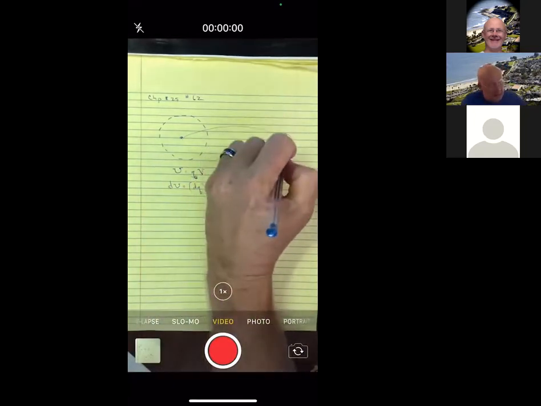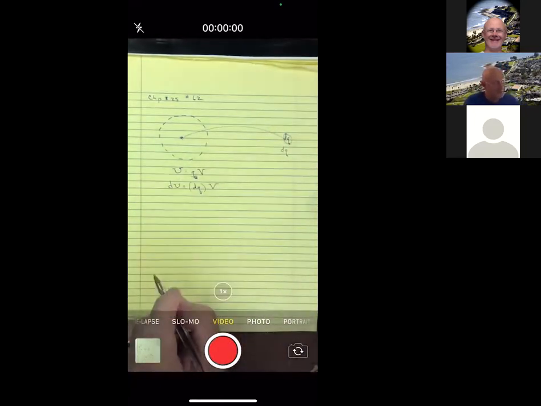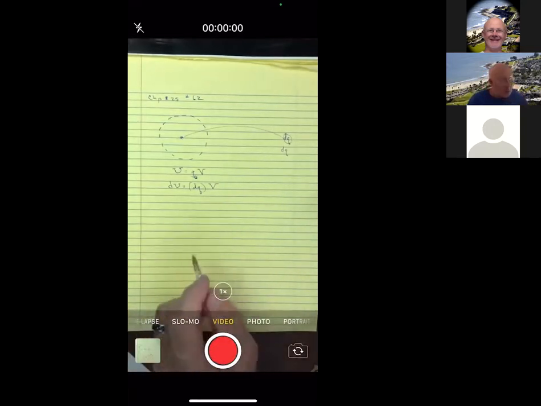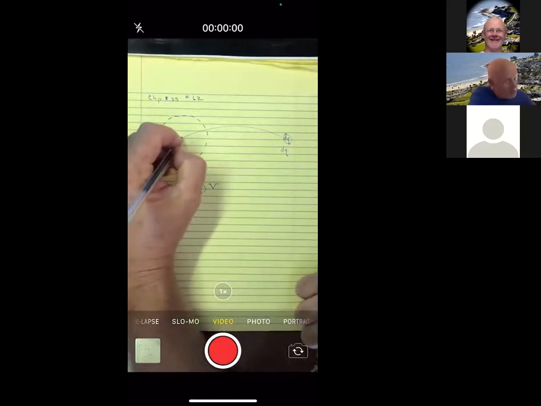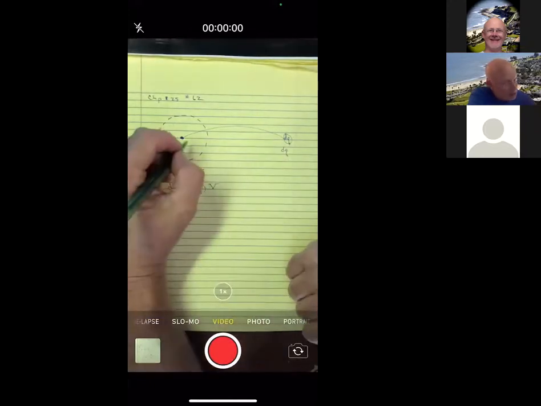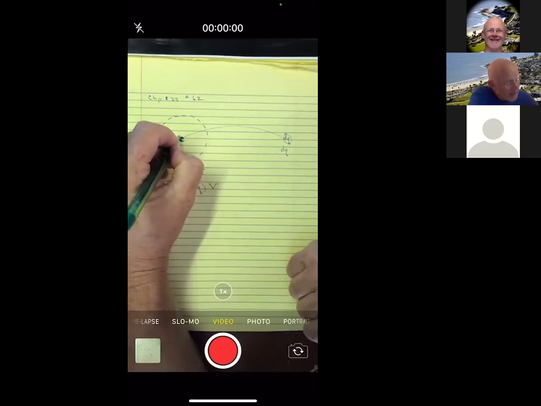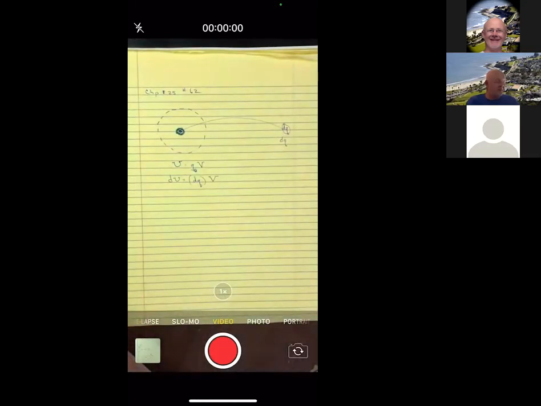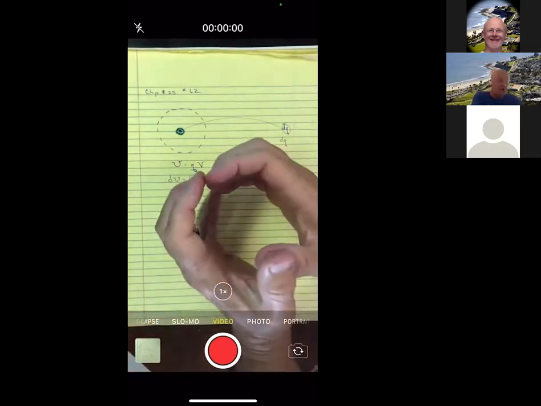I'm going to take another small amount of charge, dq. And in this case, it might actually be a little more charge, because what I'm going to do is, maybe in a different color, take this charge of dq and pack it in a shell, a spherical shell around the first one. And so now I get a little bigger charge, okay?